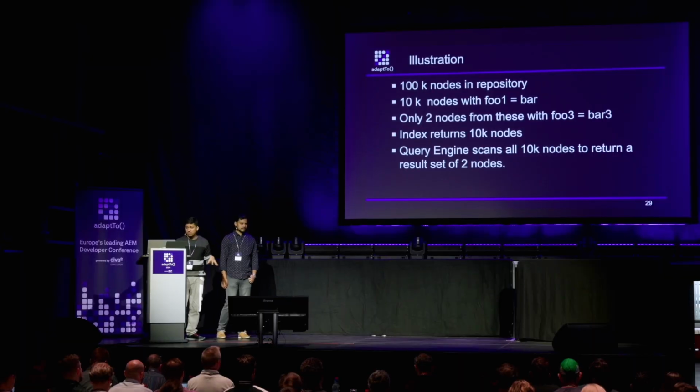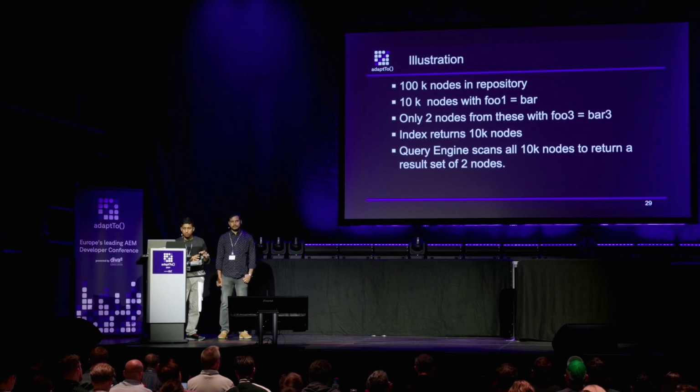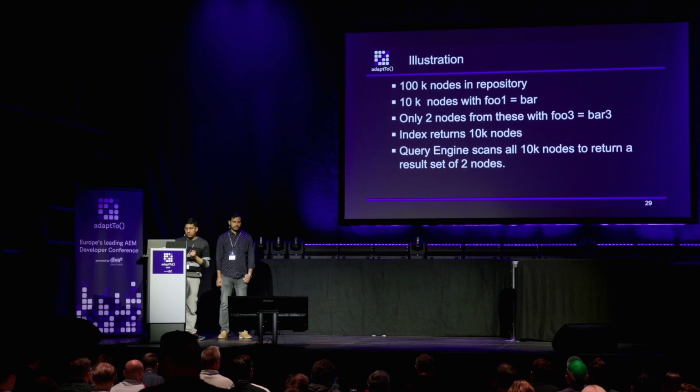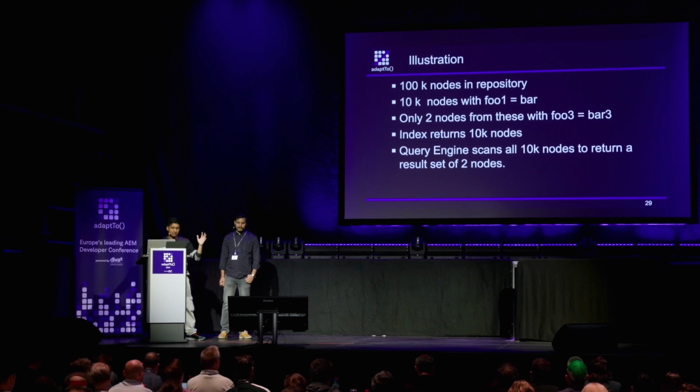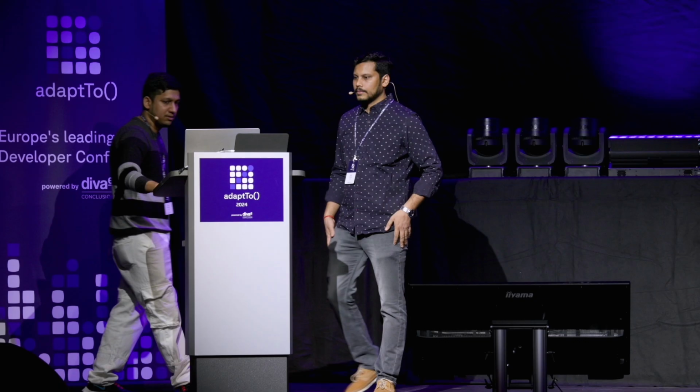So just talking about an example where such queries can be very slow. Consider that I have 100,000 nodes in the repository, and out of those, 10,000 nodes have foo1 is equal to bar, but only 2 out of these have foo3 is equal to bar 3. Now, to serve the query over here, the index would actually return me 10,000 nodes, and then the query engine will need to scan all these to give me a result set of just 2 nodes. So imagine how slow that can be. So hence, we need to do the analysis via that flowchart and figure out if my query can scale well or not. Okay, so with that, I'll hand over to Mohit to take care of the last section.